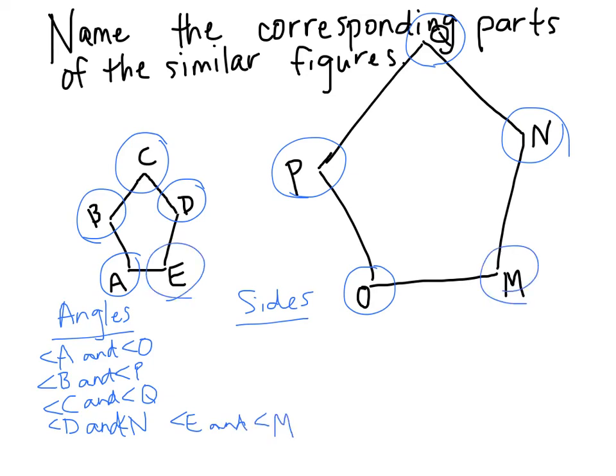All right, and then my sides. Remember, yours could be named a little bit differently. So I'm just going to kind of go around the pentagon. So AB, don't forget that line above it. AB corresponds with OP. BC corresponds with PQ.